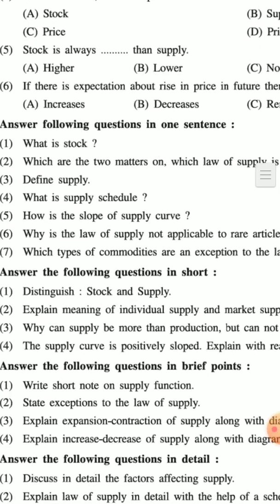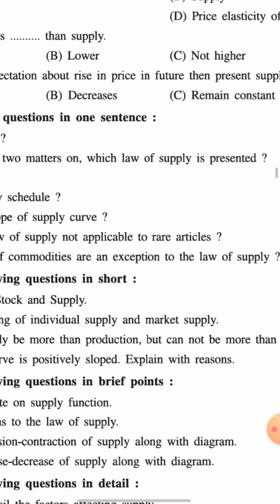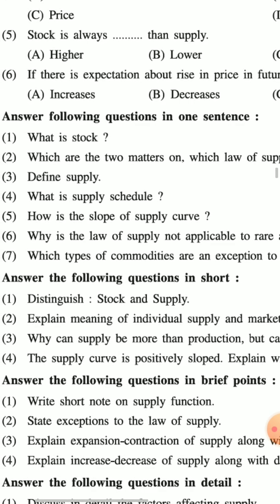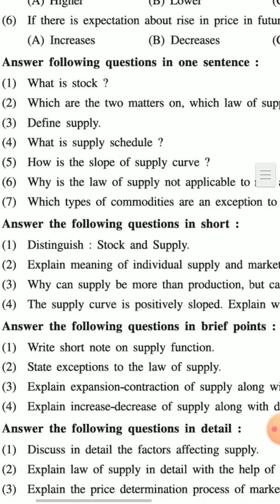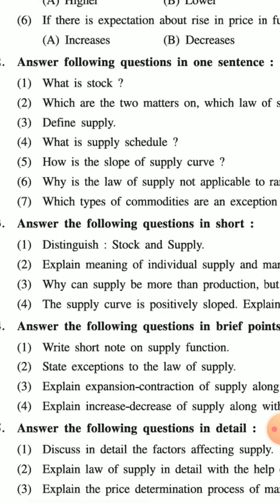Then one line answers. What is stock? What are the two reasons on which the law of supply is presented? Then what is supply, what is supply schedule, what is supply curve, and why is the law of supply not applicable to rare goods? It cannot be applicable to rare goods because it is rare, it is not available. That is why it becomes an exception.